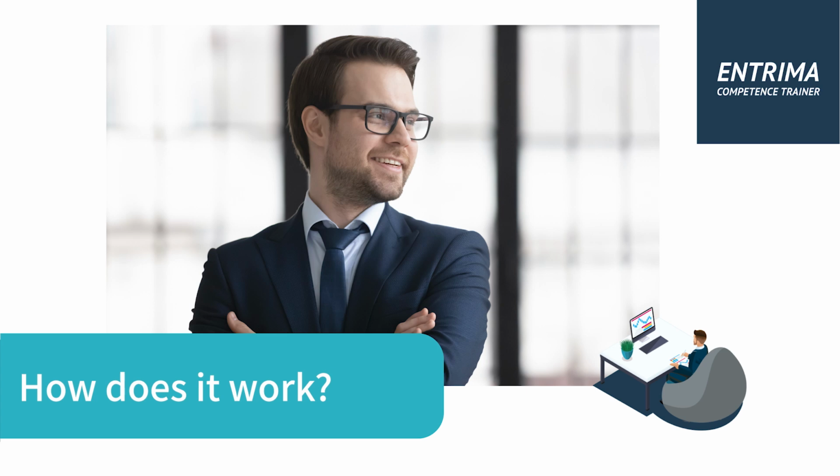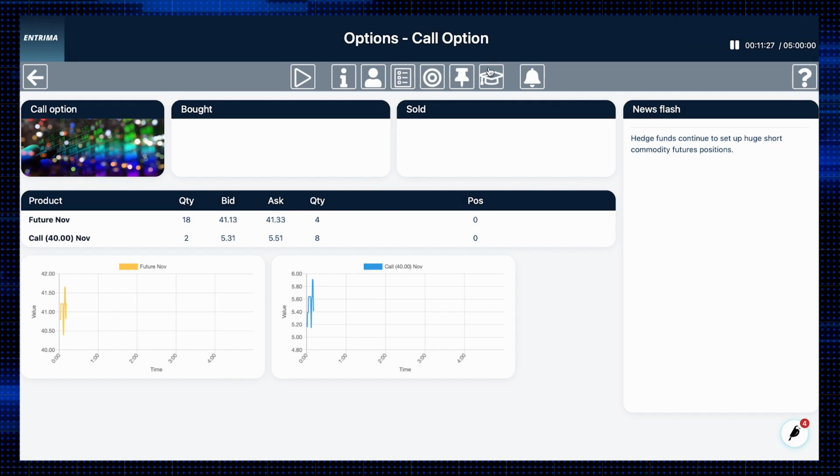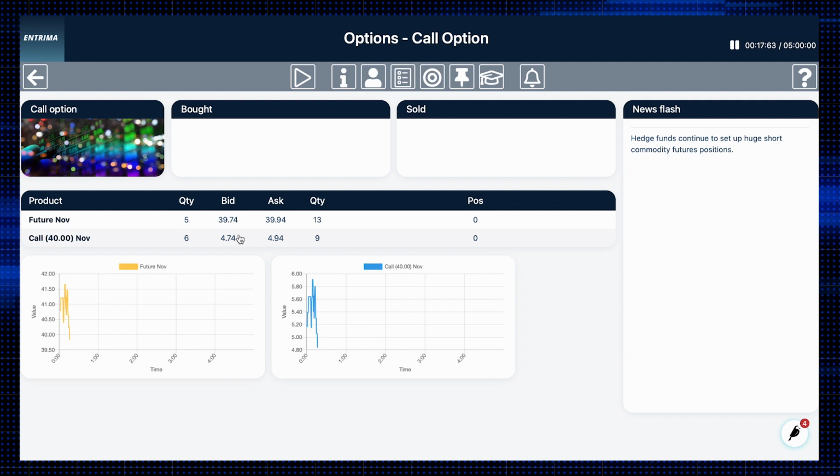The aim of this simulation is to learn about a call option. As you should know, a call option concerns the right, not the obligation, to buy the underlying asset at a defined strike price at or before maturity.